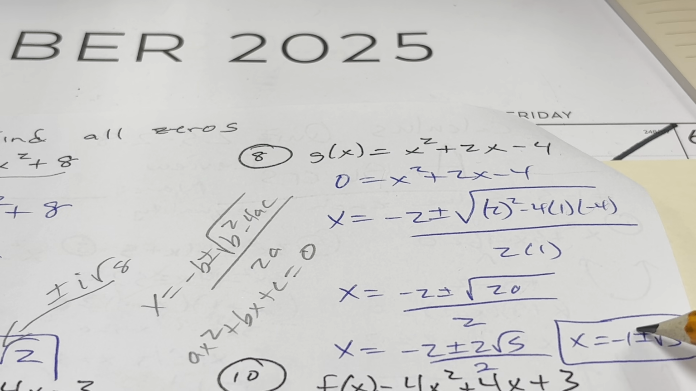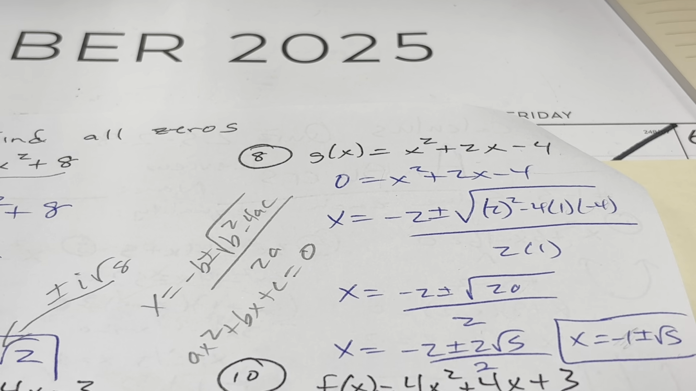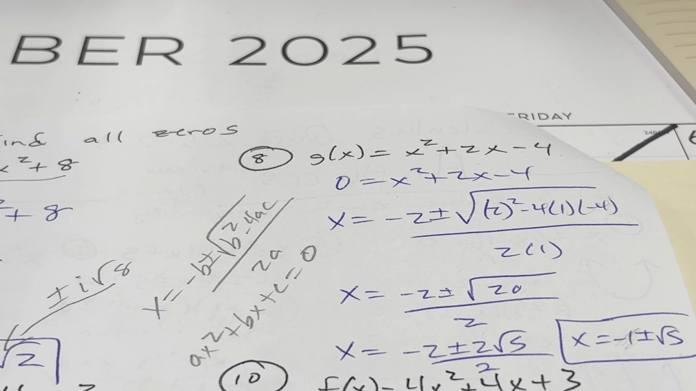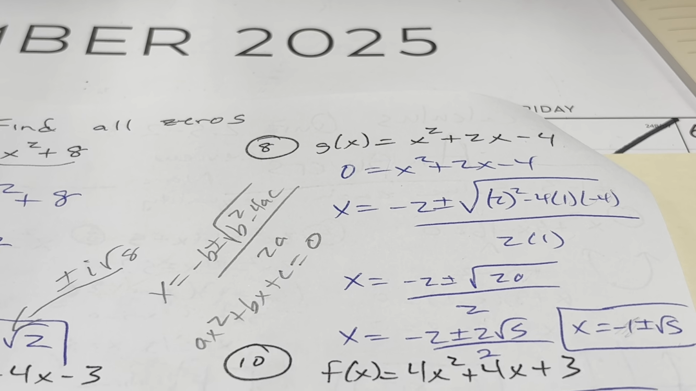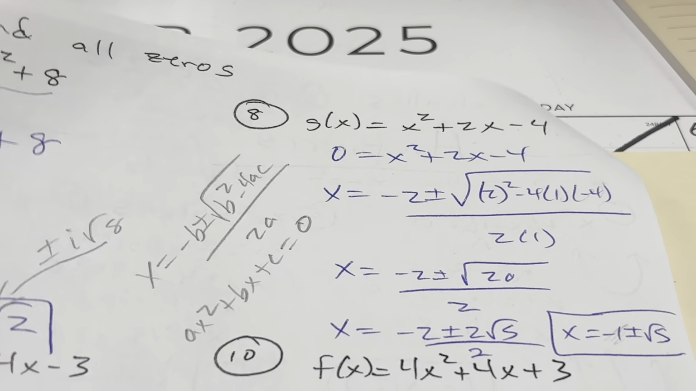For some of us in the quiz we let it go bye-bye. It does not go bye-bye. Maybe that was in a homework set. Anyway, it's negative 1 plus or minus root 5. Nice. Again, pause this whenever you need to. I don't want to make 30-minute videos.